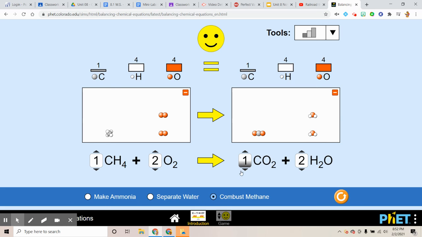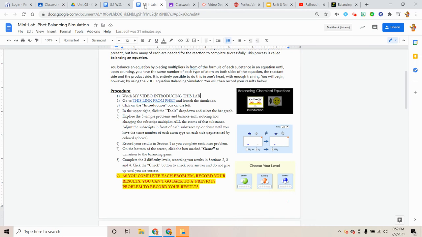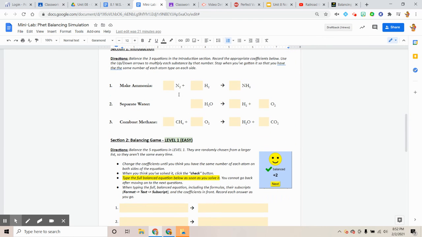Okay, so you're going to do this now. As soon as you balance each equation here in your mini lab, you are going to type out what the coefficients were that you needed. Knowing that combusting methane is CH4 plus O2 and it yields H2O and CO2, that is just the ingredients list. You need to tell me how much of each stuff you need. You need to turn this from an ingredients list into a recipe, okay?